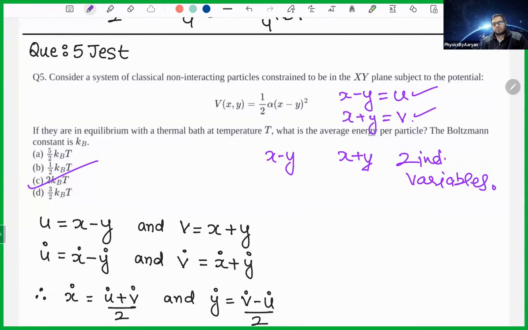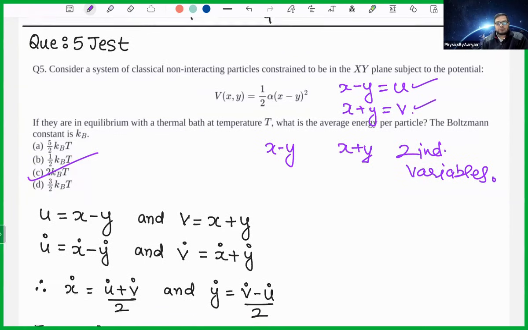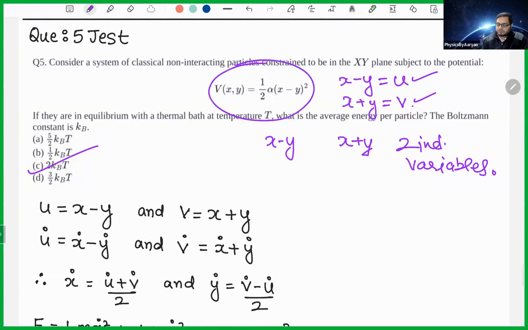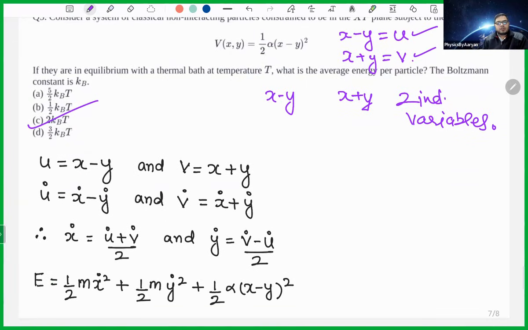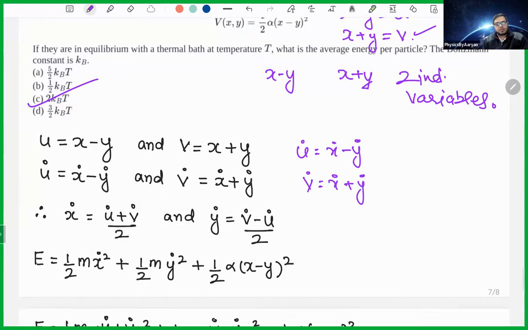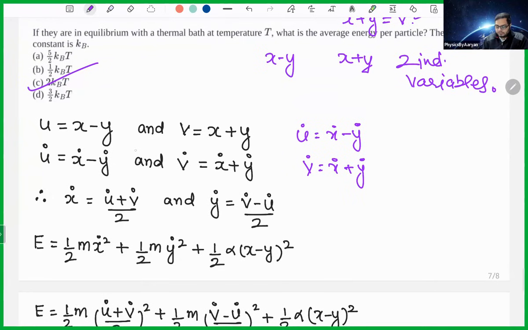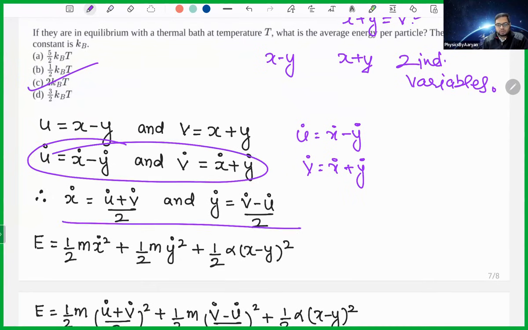So what I'm trying to do is write my potential in terms of u and v, the new parameters. So u is x minus y and v is x plus y. So what will be the differentiation of u? It will be the differentiation of x minus the differentiation of y. So u dot will be x dot minus y dot. Similarly, v dot will be x dot plus y dot. So from these two, are these two correct? Yes.